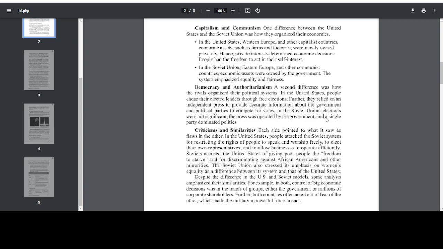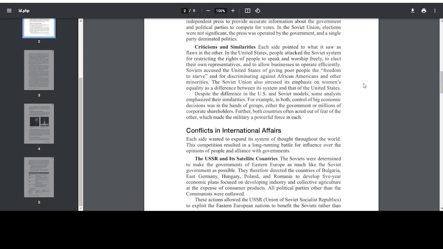Democracy and authoritarianism. A second difference was how the rivals organized their political systems. In the United States, people chose their elected leaders through free elections. Further, they relied on an independent press to provide accurate information about the government, and political parties competed for votes. In the Soviet Union, elections were not significant. The press was operated by the government and a single party dominated politics.